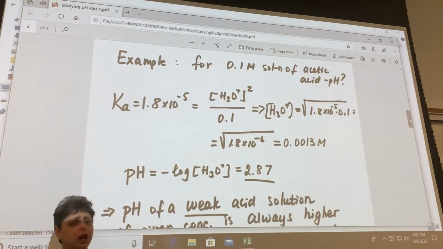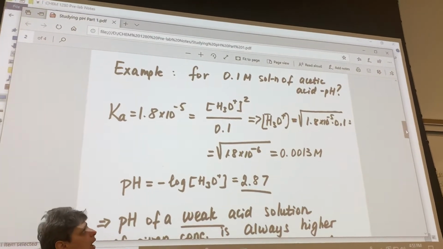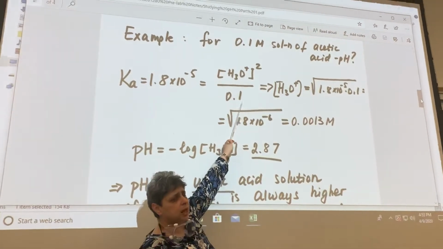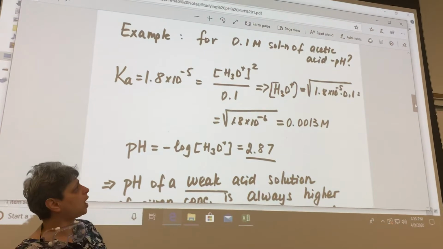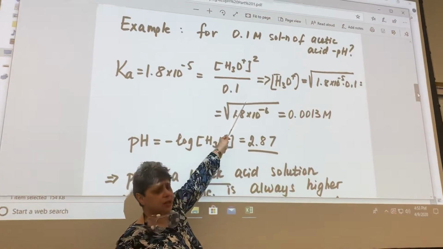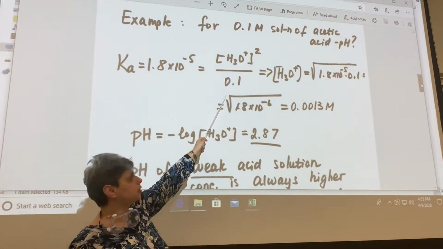Now, if you were to write an ICE table like you probably do for equilibrium problems, you would have to put 0.1 minus x here. X would represent the fraction of the molecules that actually broke up into ions, but we're going to assume that x is very, very small, because remember, only tiny fraction of the molecules actually dissociate.